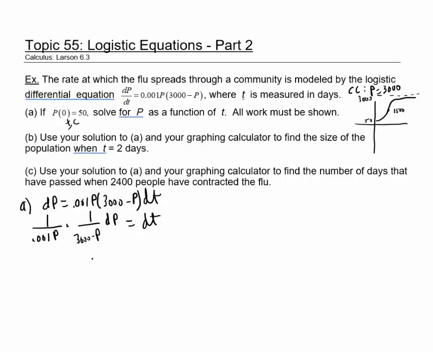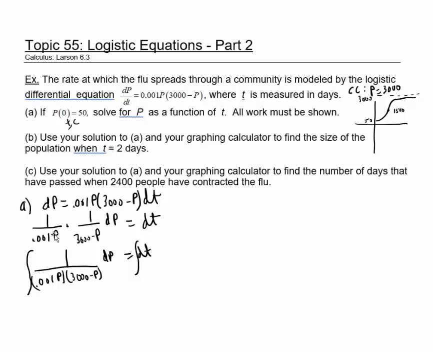Now, really, I could put this over just one fraction, or put 1 over all of this. So it's 1 over 0.001 P, with parentheses around 3000 minus P, dP equals dt. So my variables were already separated. I just took these two things and wrote them as one thing. Variables are separated. The second step is to integrate each side. The right side's the easy one. The left side's the one that's difficult.